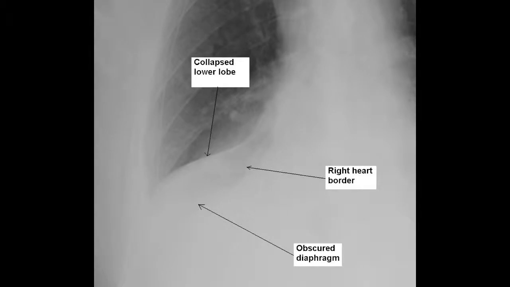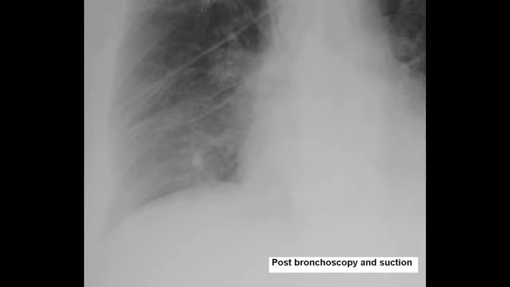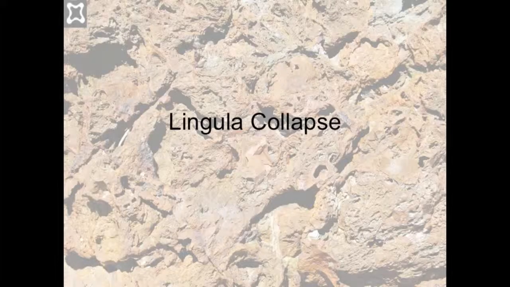The right lower lobe collapses inwards towards the vertebrae posteriorly. This results in an opacity in the medial lower zone, but the right heart border is visible against it. Often, the medial aspect of the diaphragm is obscured. The right hilum may be dragged down by the collapsing lung. This example shows clearly the difference following suction of a sputum plug in the right lower bronchus. Lingula collapse is extremely rare and even harder to identify.